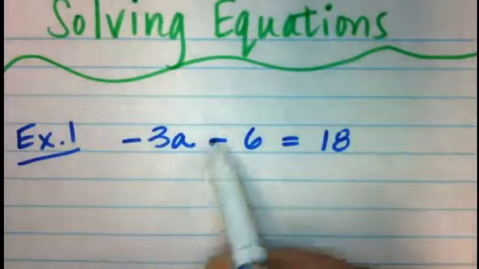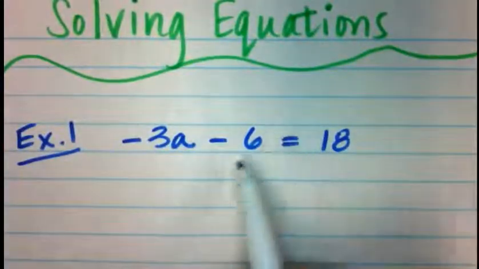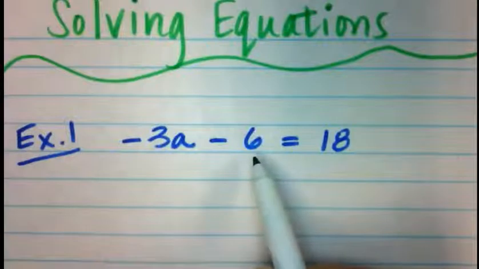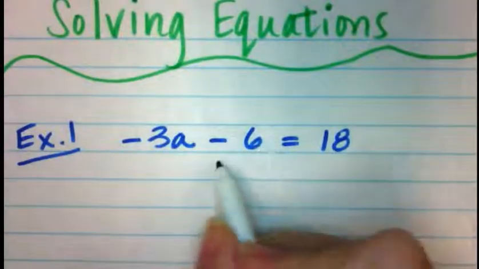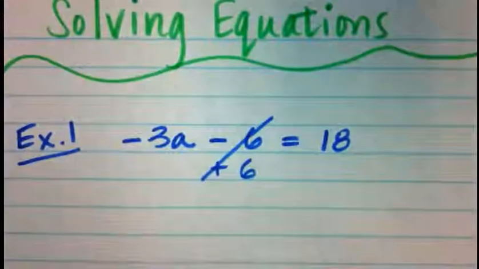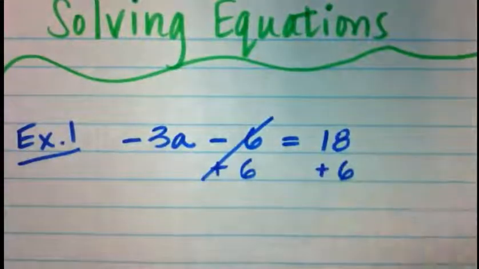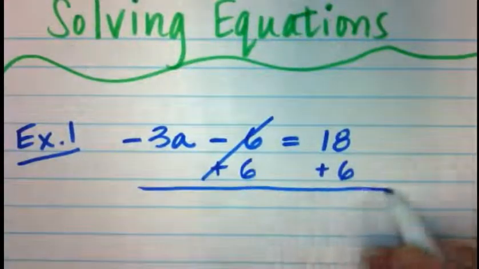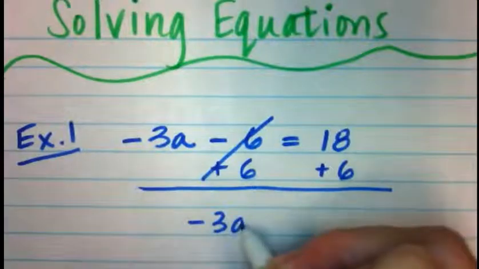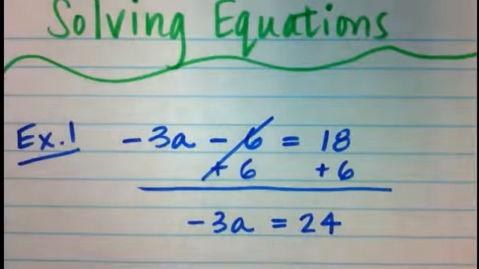So first thing we're going to do is start furthest from the a and then work up to it. So I need to get rid of this minus 6, and the way I get rid of a negative 6 is with a positive 6. So these two things are going to cancel each other out because negative 6 plus 6 is 0. But you know the rule in math is whatever you do to one side you have to do to the other, or else it's not equal. So now we end up with negative 3a on the left and 24 on the right.